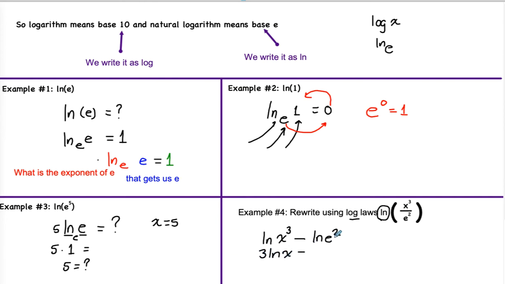Now here you can either take your shortcut, because this can be done. What is the exponent of e that gets me e squared? It's 2. Or you could just do the long way, drop the 2 down in front, then say what is the exponent of e that gets me e, which is 1. And when I rewrite this using my laws of exponents, that's what I get.